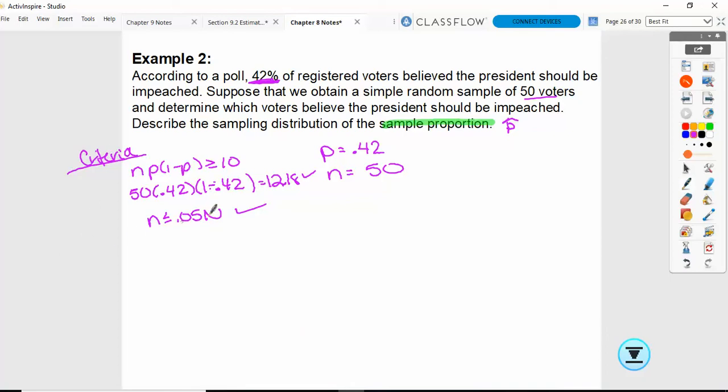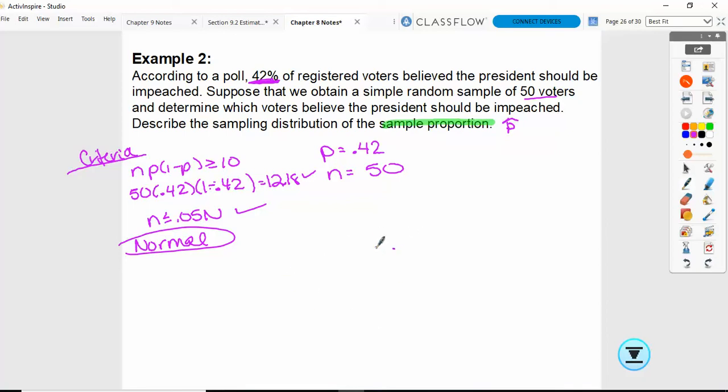We can assume independence. So when I check these criteria, that means it will be close enough to normal that we can do the normal stuff. On these, I expect to see something that you check the criteria. I don't need a lot. So if you just put this line, the 50 times 0.42 times 1 minus 0.42, and that n is less than 5% of the total population, that's good enough for me. I just want to know that you're thinking about it before you go into your problem.